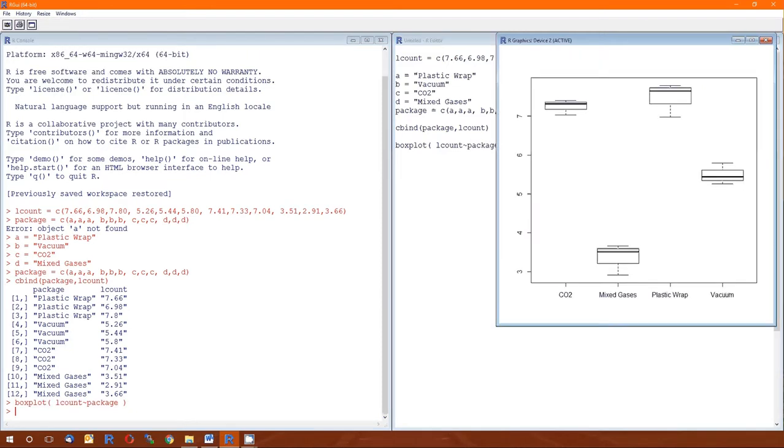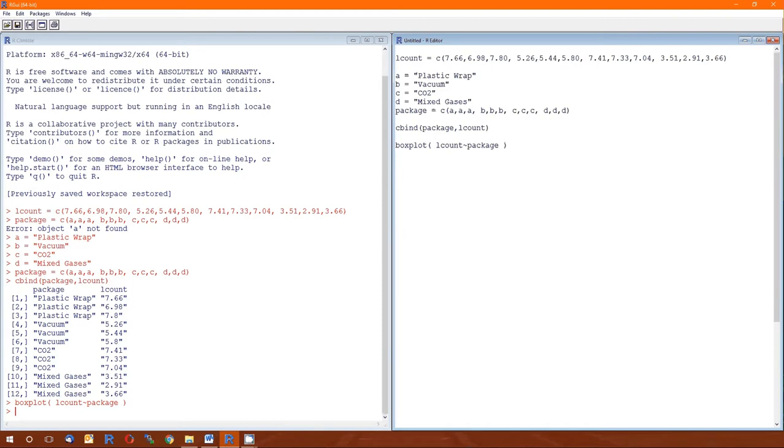So there's our boxplot. Just by looking at the boxplot, it looks like there's not much difference between CO2 and plastic wrap. It looks like mixed gases are very different from everything else, and it looks like vacuum is very different from everything else. It looks like mixed gases has the lowest. So we've got an idea already of what we're going to expect to see. Now we just have to determine if what our eyes are telling us is reality.